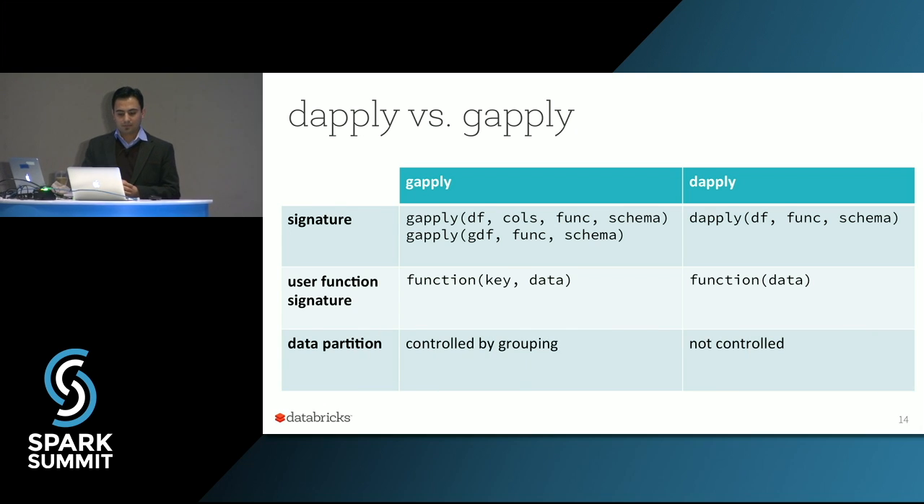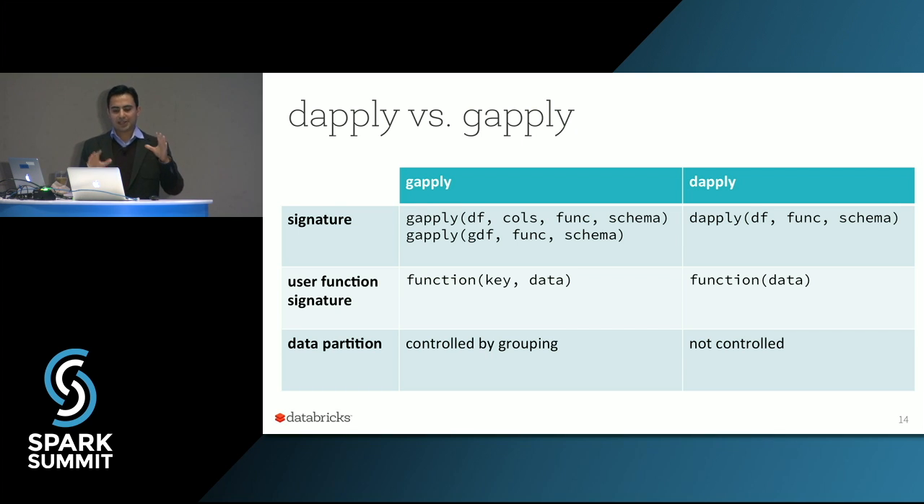And finally, the data partitioning, and this is basically a semantic difference. The data partitioning in gapply is controlled by the grouping operation. In dapply, it is not controlled. And that has been a major source of confusion. I have seen a few users just start with dapply and then be surprised, why am I not getting the result I'm expecting, and it turns out their data was partitioned in a way that they didn't expect.